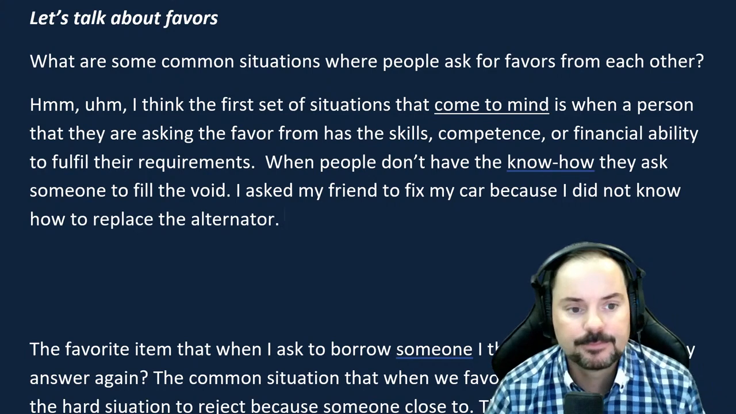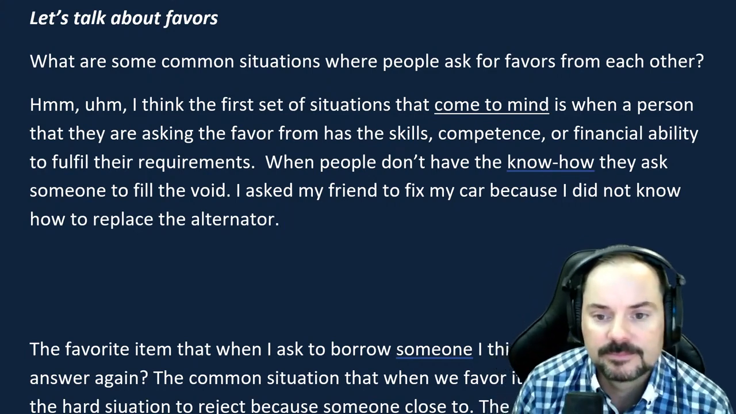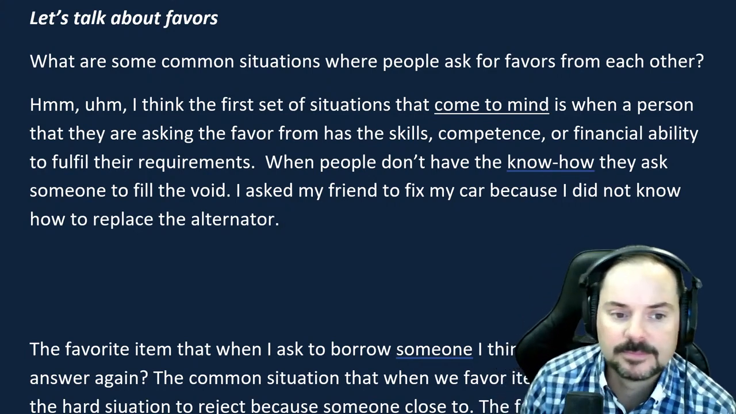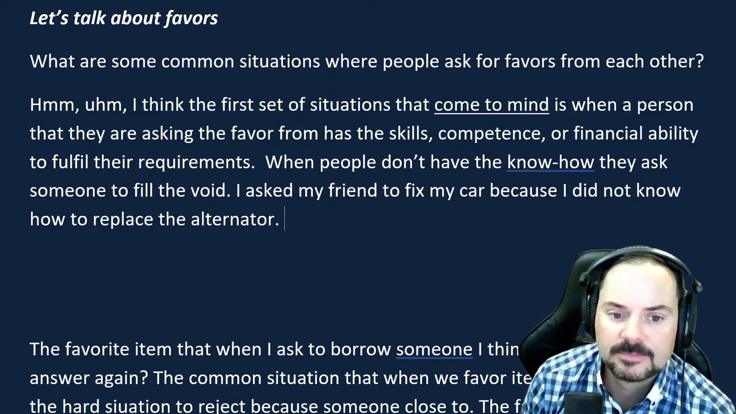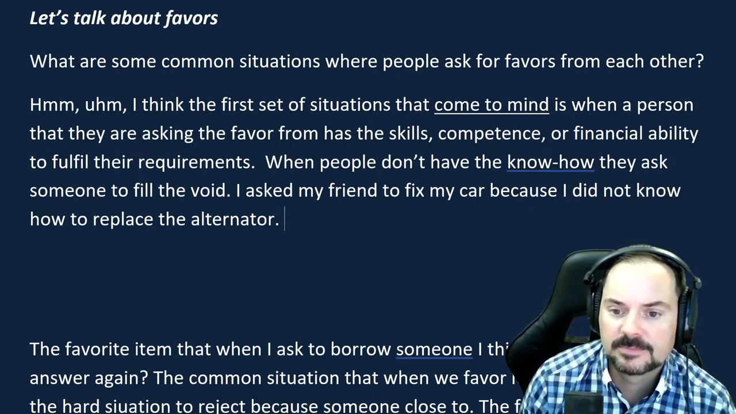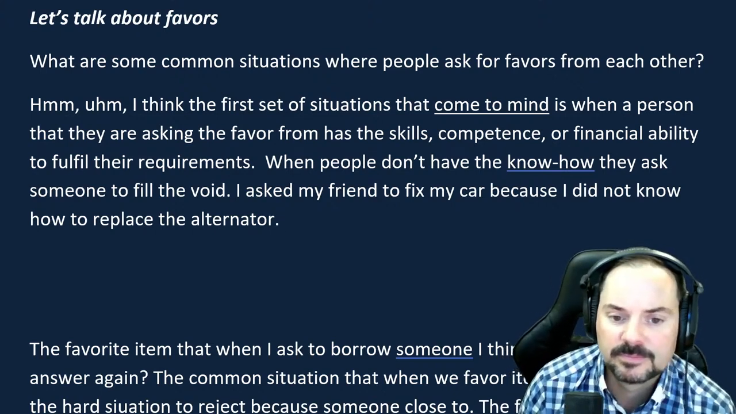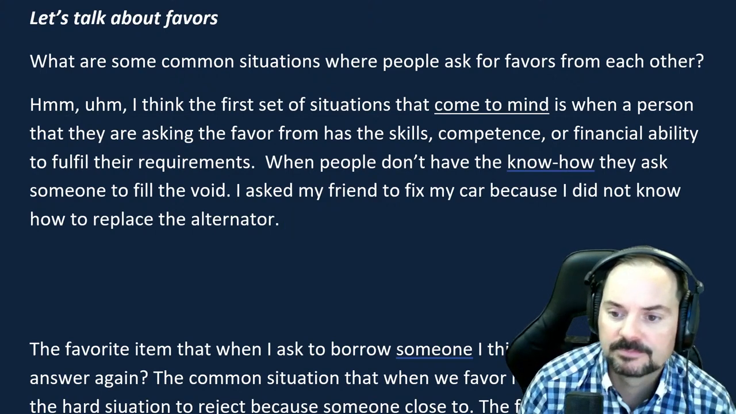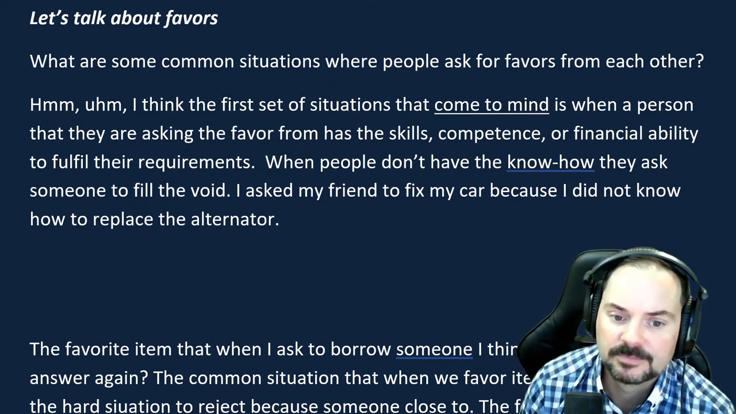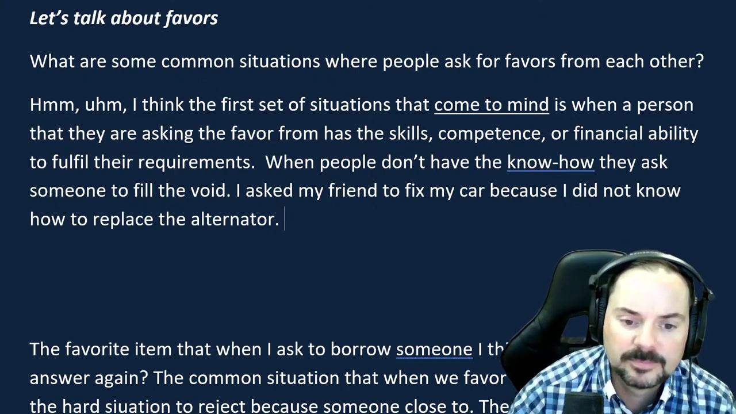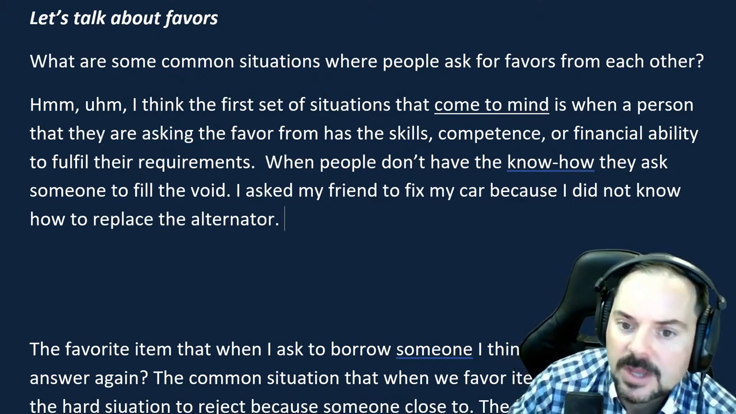Okay. I think the first set of situations that come to mind is when the person that they are asking the favor from has the skills, competence, or financial ability to fulfill their requirements. When people don't have the know-how, they ask someone to fill the void. I asked my friend to fix my car because I did not know how to replace the alternator. Much better.